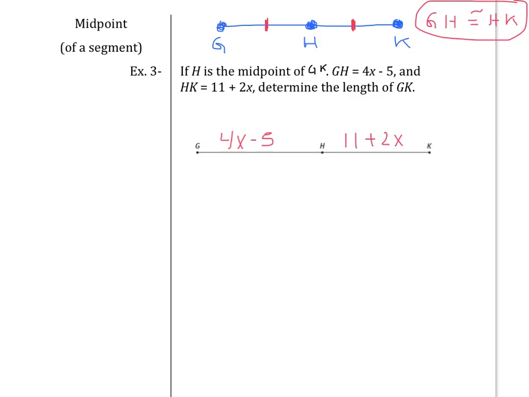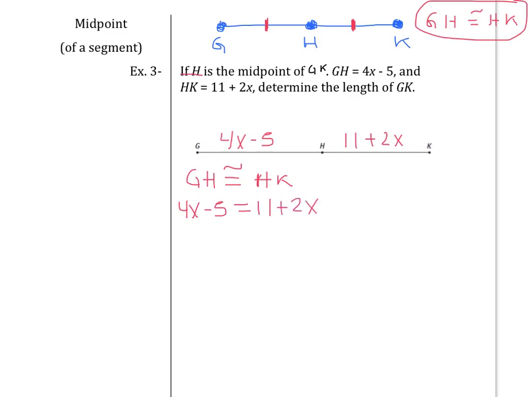Now, if H is a midpoint again, which is what they're saying, then that means GH is congruent to HK. And now we just substitute. That's because of the midpoint. So 4x minus 5, that's GH, equals 11 plus 2x.